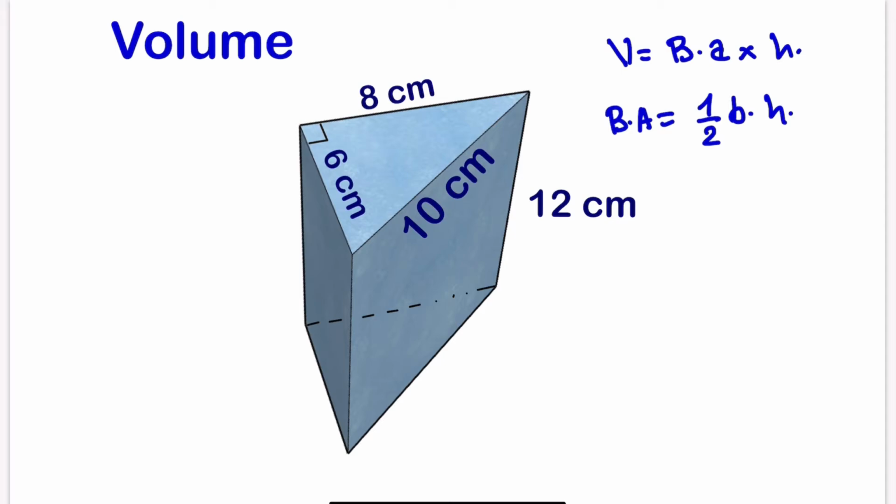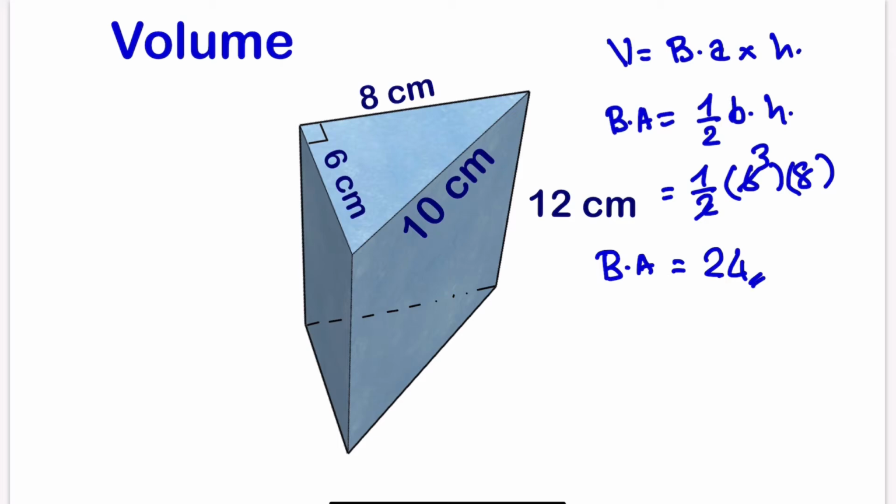So if we move further, we are going to have 1/2 bracket the base length is 6 times the height is 8. We can simplify these. 2 and 6 is 3. So the base area will give us 24.